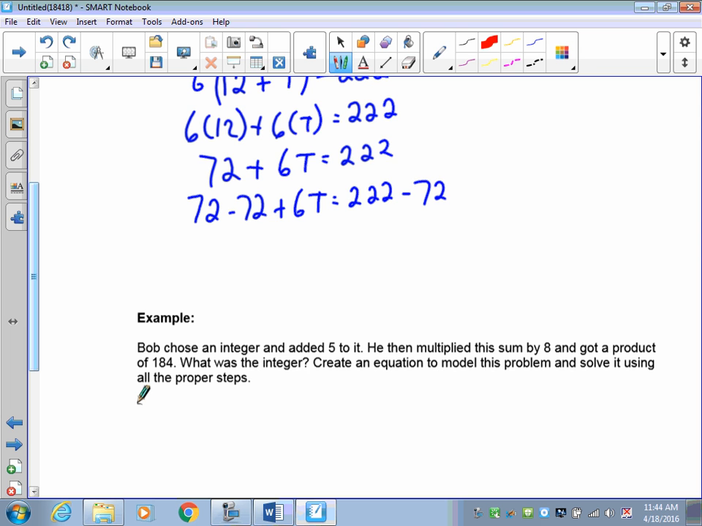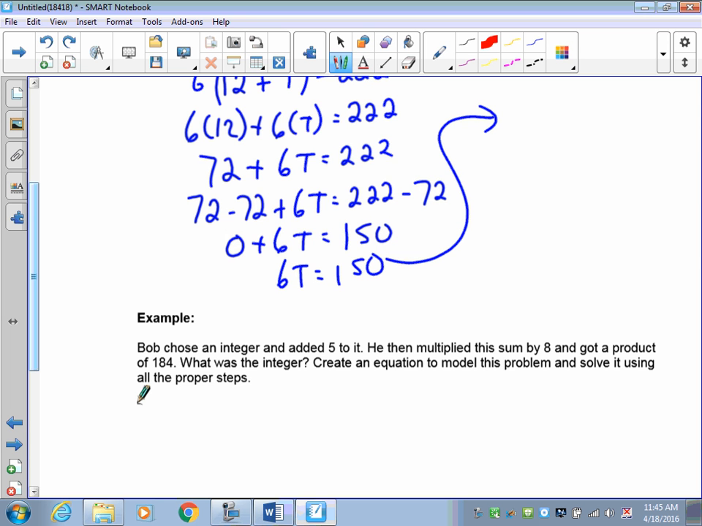All right, 72 take away 72 is 0. I still have my 6T. And 222 take away 72 is 150. So now I'm down to 6T is 150. Now I can do my dividing. I'm multiplying by 6, so to undo it I divide by 6. Whatever I do to one side, I must do to the other.